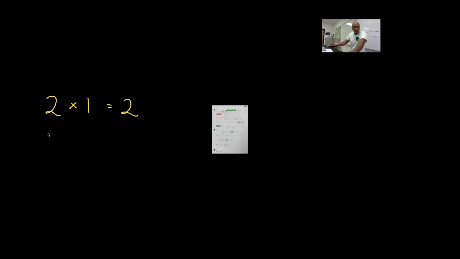Okay, now if we multiply a number, let's say we start off with the number 2, times something that is greater than 1, it's going to get bigger. 2 times 3, 3 is bigger than 1, is 6. 6 is greater than 2, right? 2 times 4, 4 is greater than 1. That's going to give me 8. My answer is greater than what I started with.